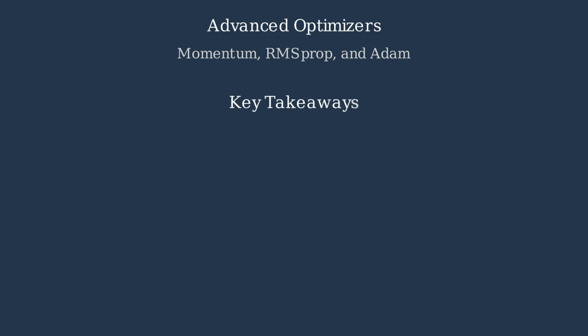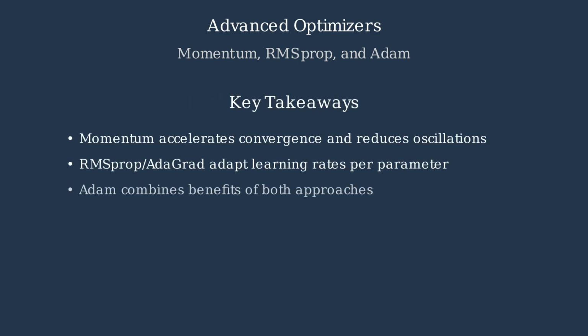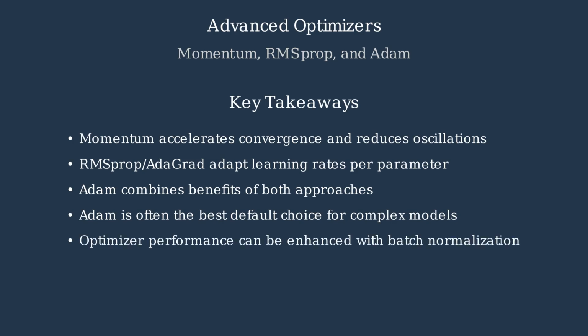To summarize, advanced optimizers significantly improve upon basic gradient descent. Momentum accelerates convergence, RMSprop and AdaGrad adapt learning rates per parameter, and Adam combines the benefits of both approaches. For most deep learning tasks, Adam is a solid default choice, offering excellent performance with minimal tuning. All optimizers can benefit from additional techniques like batch normalization.